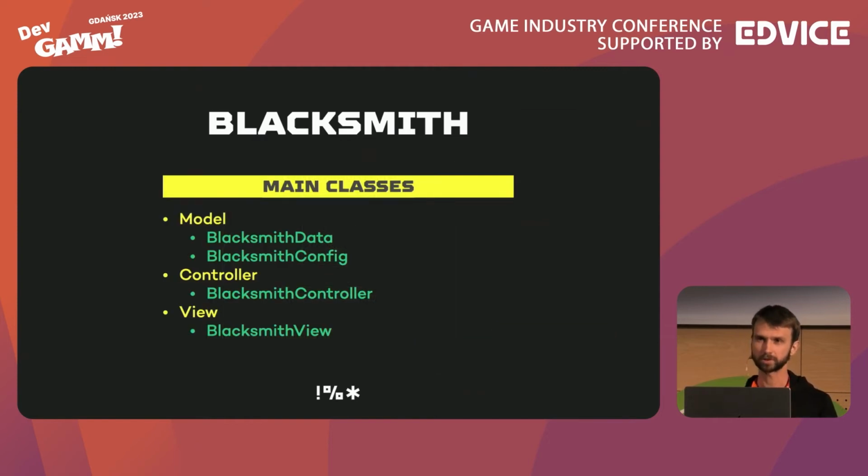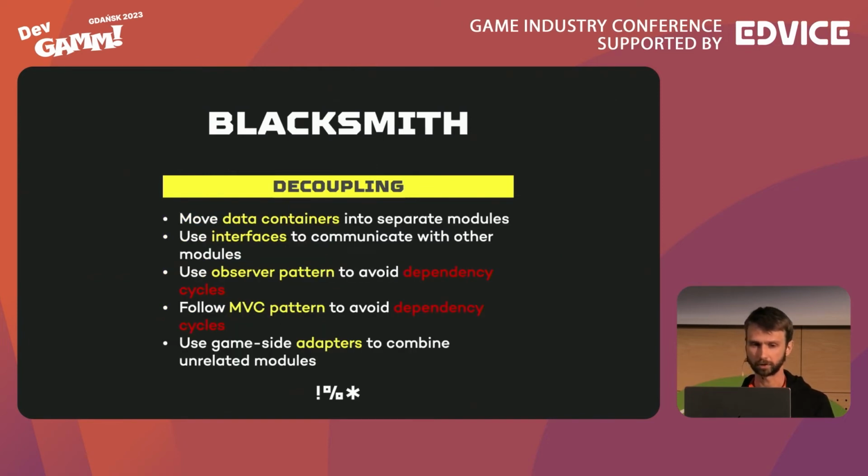So this was pretty complex stuff, so I would like to do a quick summary about it. Basically, if you want to solve the coupling problems in your applications, these are the main methods you can use. You can just move data containers into separate modules. Usually data containers are great candidates for that because they don't have dependencies on other parts of our system.